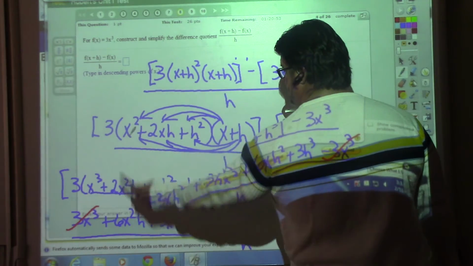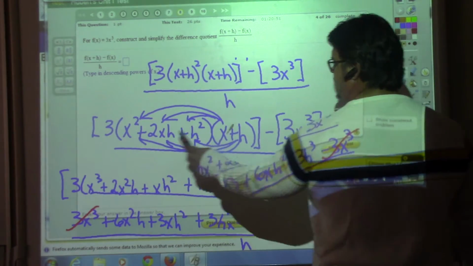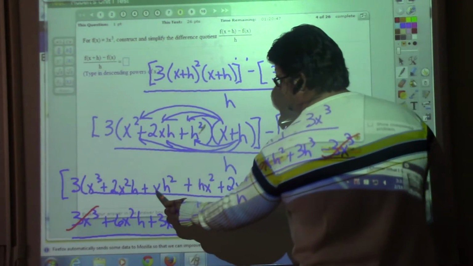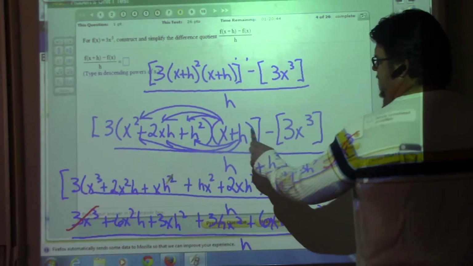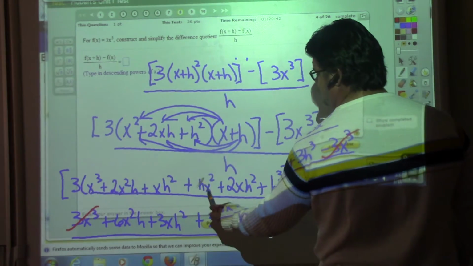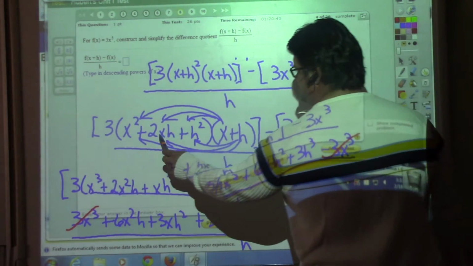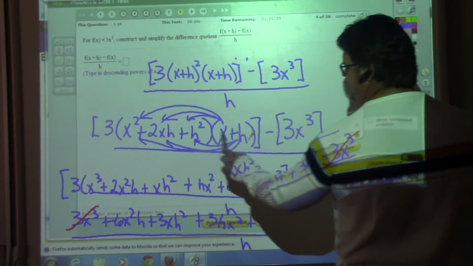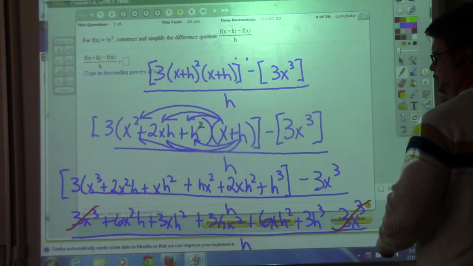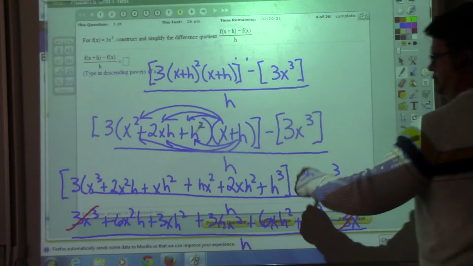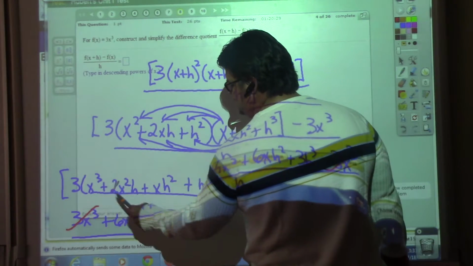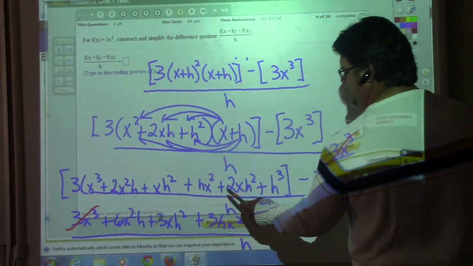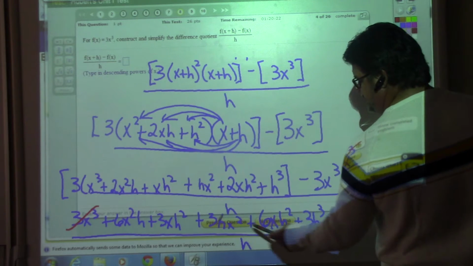X times x is x cubed. X times 2xh is 2x squared h. X times h squared is xh squared. H times x squared is hx squared. H times 2xh is 2xh squared. And h times h is h cubed. And then distribute the 3. That'd be 3, 6, 3. 3, 6, 3. And then 3, 6, 3.